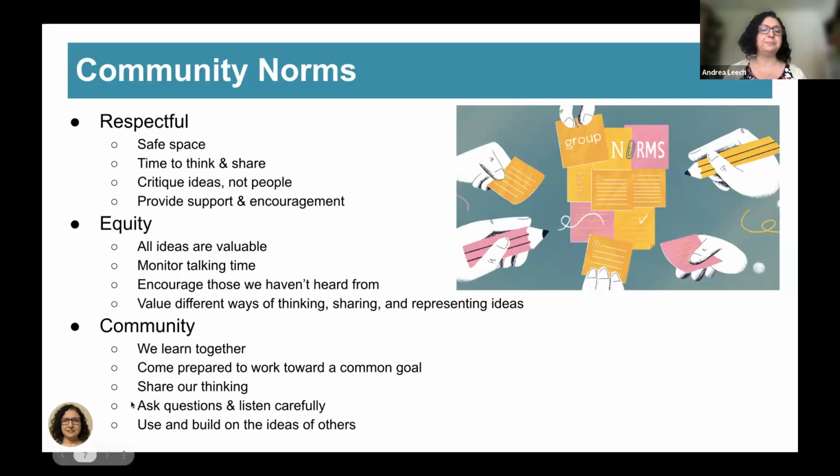And finally, community. We're all here to learn together. So come prepared to work towards a common goal and think about your grading practices and your ideas around grading together. We're going to share our thinking, ask questions, and listen carefully to what everyone has to say. And let's all try to work on building on the ideas of others. If you have opinions or ideas to share that add to what we're talking about, please feel free to share those as well. We'll be asking for input from you as well. This is a community, not just a Christy and Andrea show.